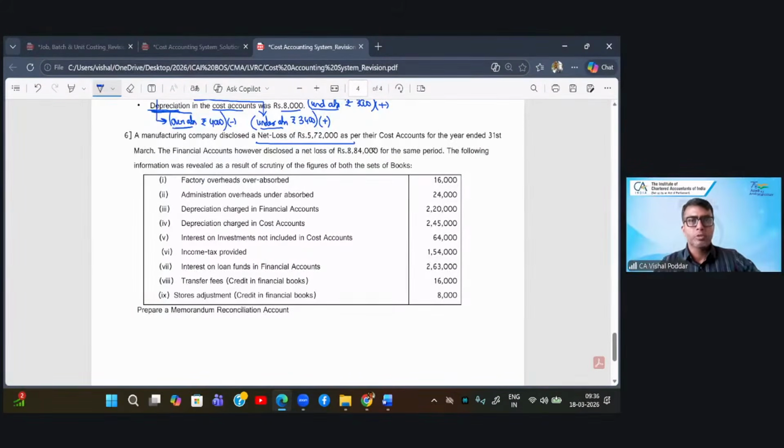Now what is given? You are given the net loss as per cost accounts. Also, you are given the net loss as per financial accounts.